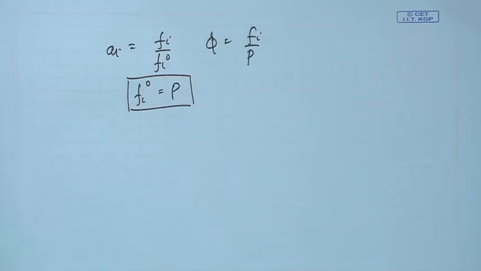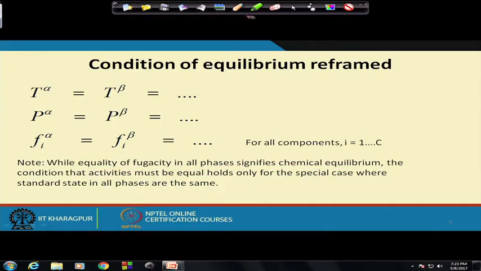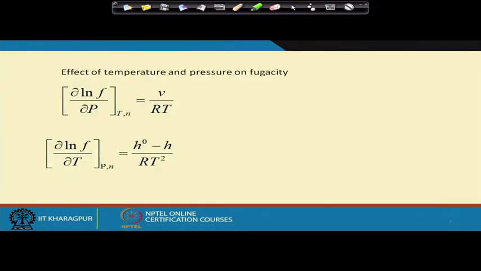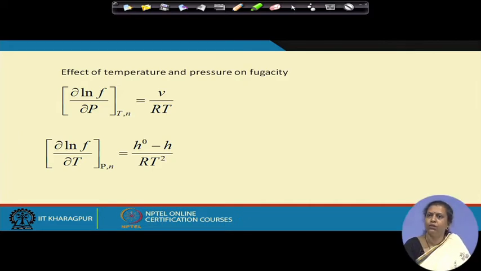Well, so once having defined, or rather reframed, the condition of equilibrium, the next thing which I would like to do, before I go into the estimation of fugacities for the solids, liquids, gases, etc., since whenever we define any new quantity, we would like to find out the effect of temperature and pressure on it. So, I would like to find the effect of temperature and pressure on fugacity.